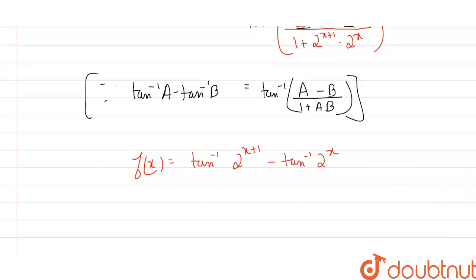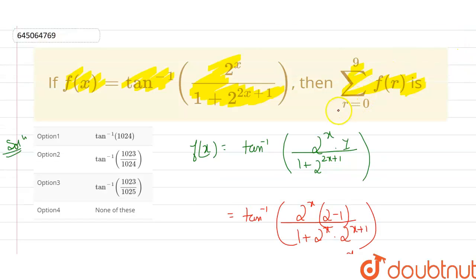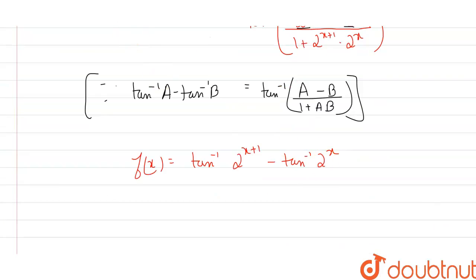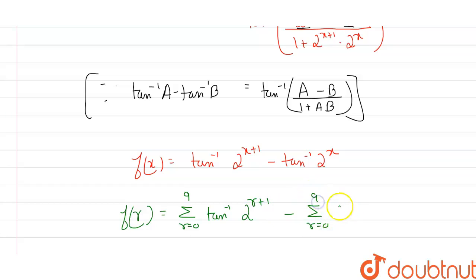Now the question says that we have to find the value of sigma r equals 0 to 9 for the function f(r). Okay, r is the variable here. So this can be done as sigma r equals 0 to 9 of f(r), which will become sigma r equals 0 to 9 of tan inverse of 2 to the power of r plus 1. This time this will be r plus 1 because we have the variable in terms of r plus 1, and minus, again, sigma r equals 0 to 9 of 2 to the power of r.